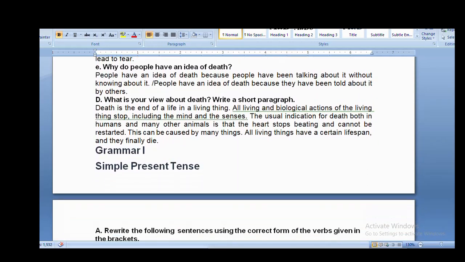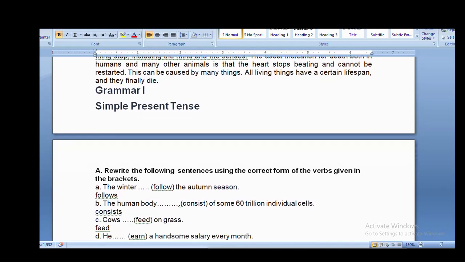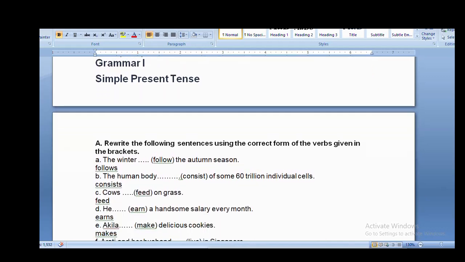Let's go to the grammar section. Here in grammar, it's given about simple present tense. Let me tell you about the structure of simple present tense. Here we use subject, verb 1, verb 5, and object.